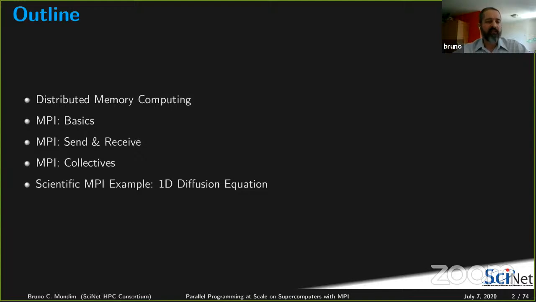This is a kind of communication that happens between two tasks only. And after that, we're going to talk a little bit about collectives. Those are communications that happen when all the tasks, all the processes involved in the MPI, communicate with each other. And finally, I'm going to finish today introducing a scientific MPI example, the one-dimensional diffusion equation. I'll leave you with a problem to parallelize that one-dimensional diffusion equation. I hope you enjoy that problem. It's quite fun.